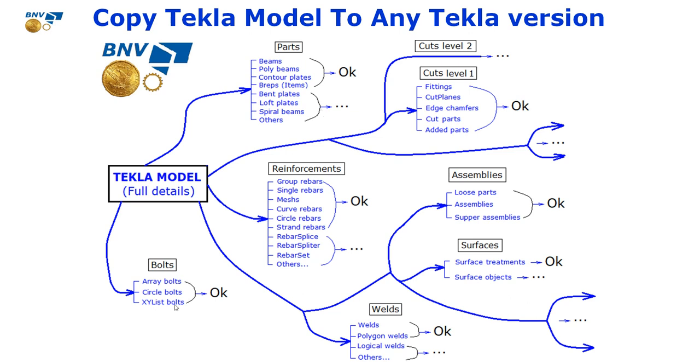For the bolt, that is okay now. For reinforcement, that's okay for standard rebar. Poly rebar or rebar set, we will expand in the future. For the weld and polygon weld, that's okay. Surface treatment. For the assembly, that's okay for beam assembly and super assembly. With the cut at level 1, that is okay for basic structure. With the cut level 2, that means the beam cut includes some cut or attached beam inside. We will improve in the next version. And for the drawing or numbering or other, we will expand more and more in the future.